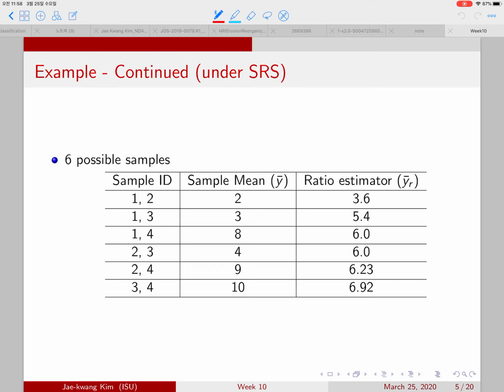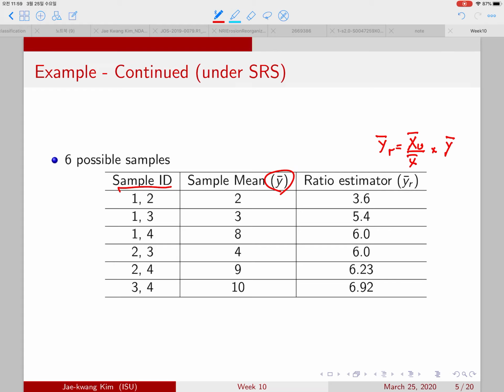In this example, there are 6 possible samples of size 2. The first column corresponds to the index of the sampled farms. The second column corresponds to the sample mean of the y values. And the third column corresponds to the ratio estimator using the x bar u information. So y bar r is x bar u divided by x bar times y bar.